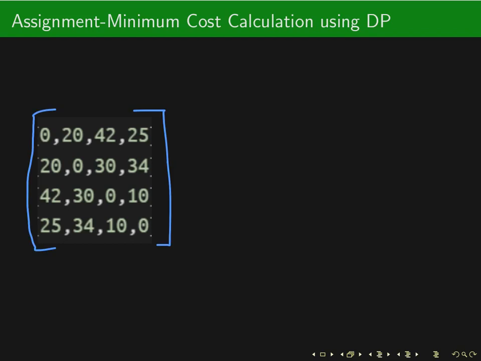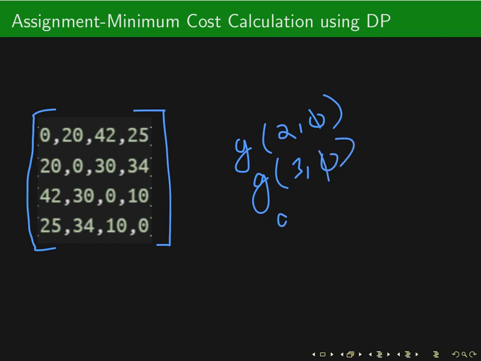Now, as an assignment, you can find the min cost from the given graph represented in the form of a matrix. So you have to start writing from g of 2, 5. You have to find g of 2, 5, g of 3, 5, g of 4, 5, and similarly all these values, and finally we'll have to find g of 1, 2, 3, 4.